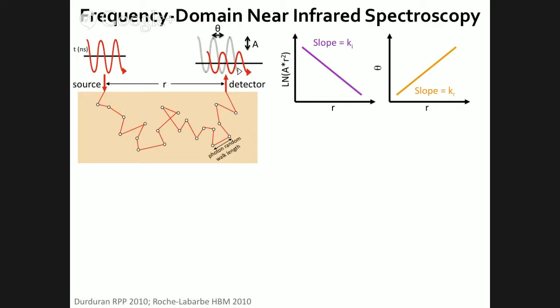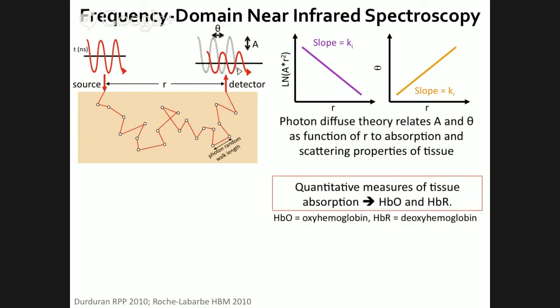And after the light propagates through the tissue, when it's detected some distance R away, it's going to have some amplitude attenuation and phase shift. And we can use photon diffusion theory to relate this amplitude attenuation and phase shift as a function of distance from our source to the optical properties of the tissue, namely the absorption and scattering. And then once we have a quantitative measure of tissue absorption, we can derive the concentrations of the chromophores in the tissue, oxy and deoxyhemoglobin.